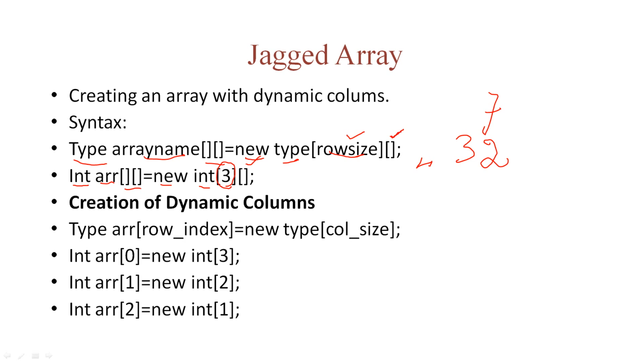So for example, take an array arr of integer type with new int of 3 rows, and what about columns? Step 1 is to create the size with rows only. Now we are moving to step 2. What is step 2? Creation of dynamic columns. How? I will go to a diagrammatic representation.